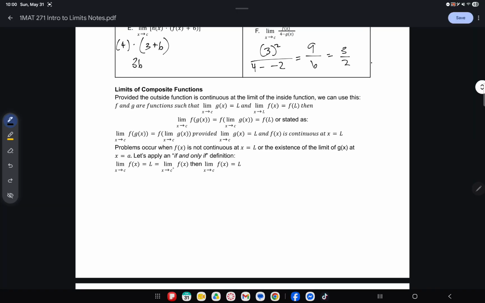All right, so limits of composite functions. If the function is continuous, then we can say that this piece here, we can do the function value of the inside limit, and it'll give us a value. But what if it's not continuous? That's the big issue when we are not continuous. So if that's the case, we can apply some things.